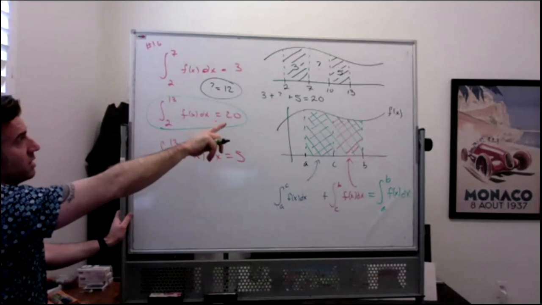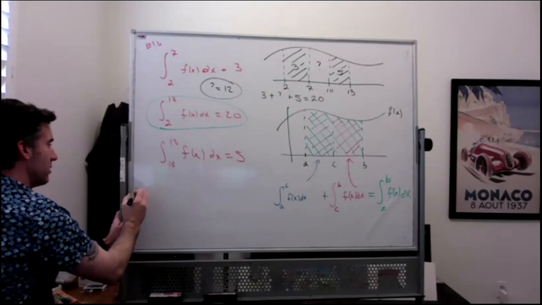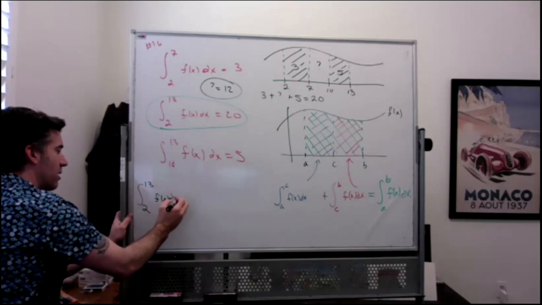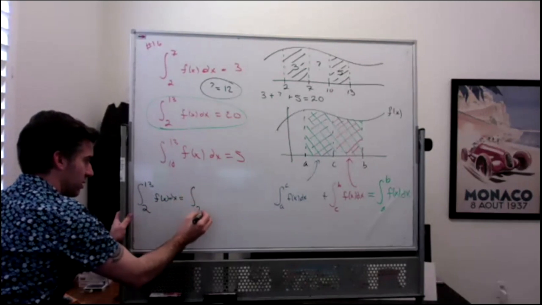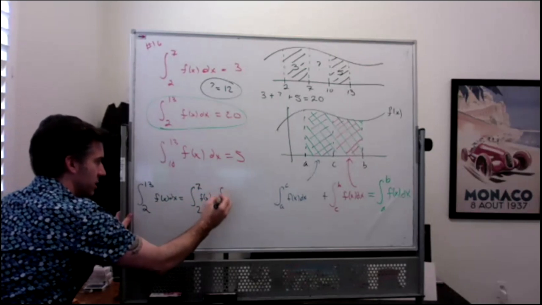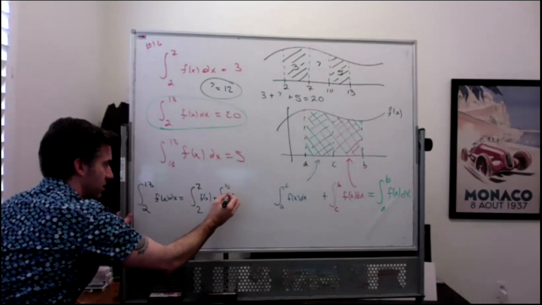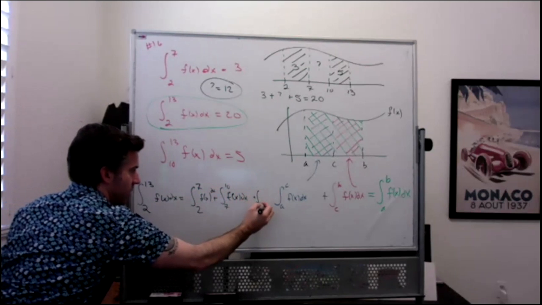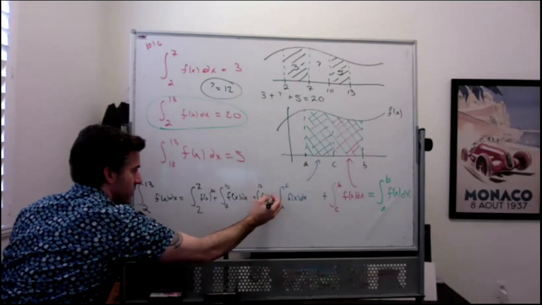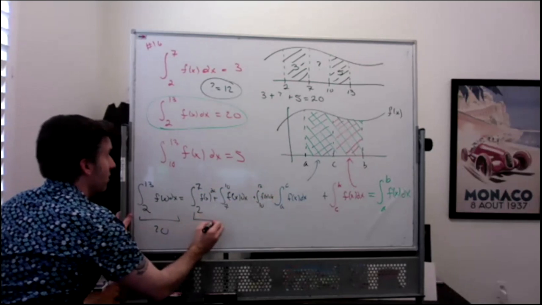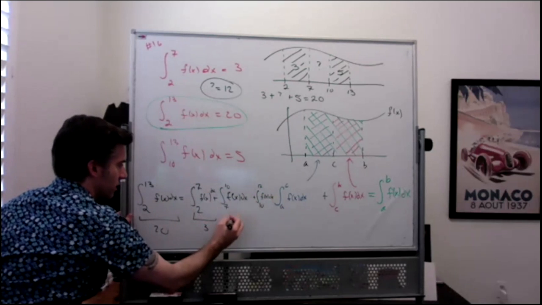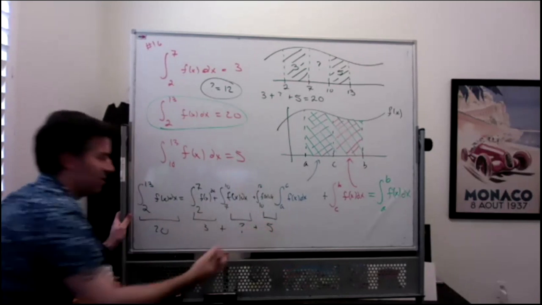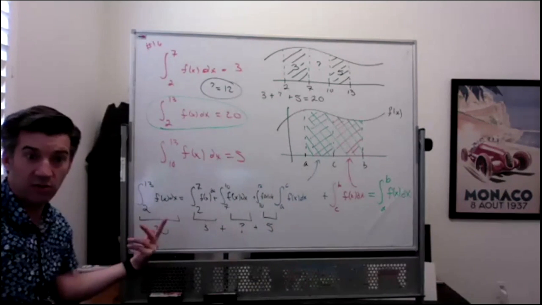So what we could also do here is say that the integral from 2 to 13 of f of x is equal to, we can just break it up. It's the integral from 2 to 7 of f of x dx plus the integral from 7 to 10 of f of x dx plus the integral from 10 to 13 of f of x dx. We know that this is 20. We know that this is 3. We know that this is what we're trying to find. And we know that this is 5. So really it's the same work, right? You're going to get the thing you're trying to find is still 12.